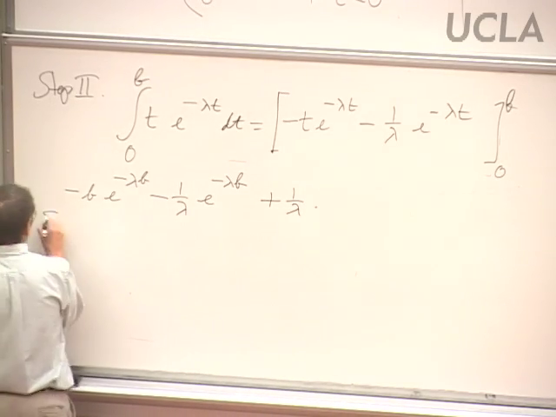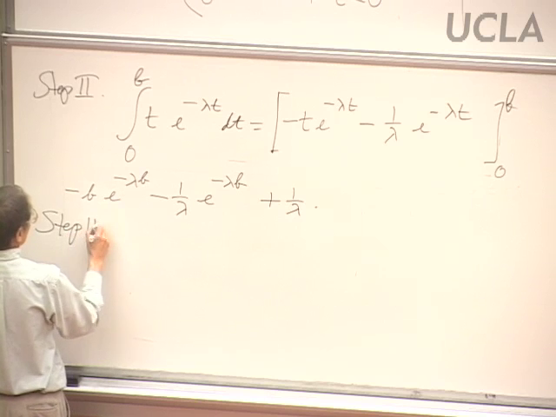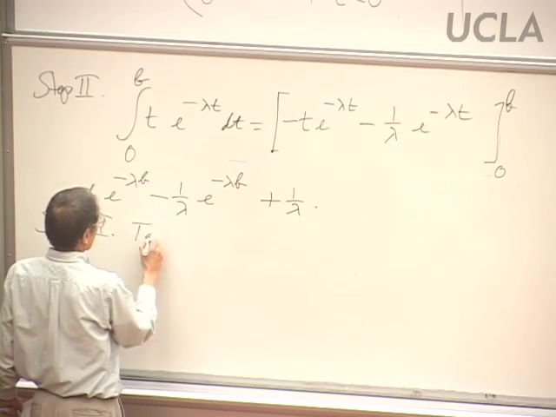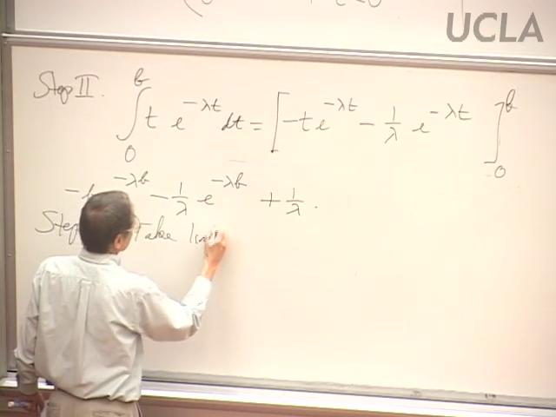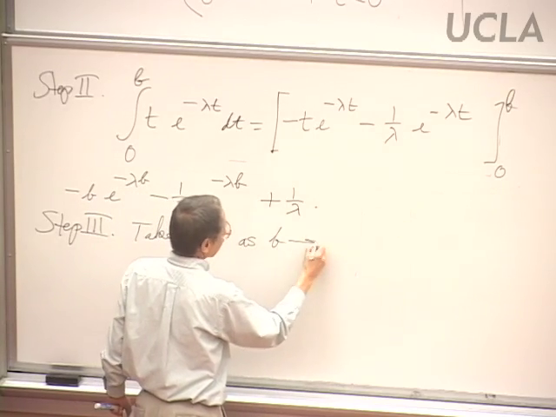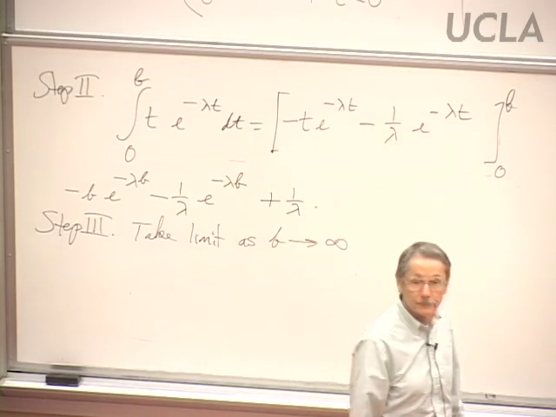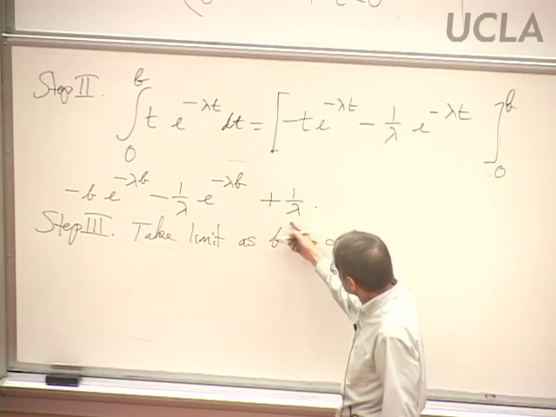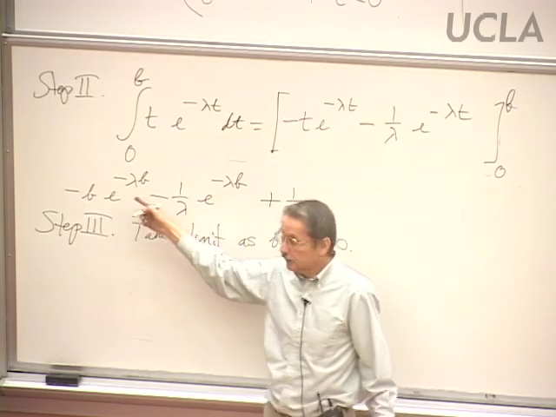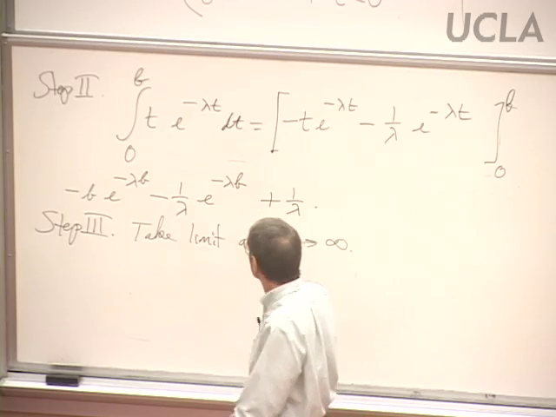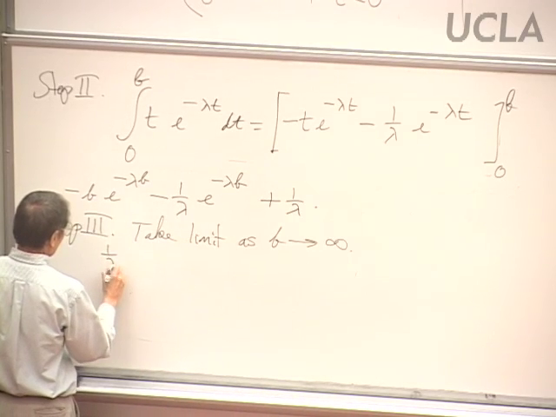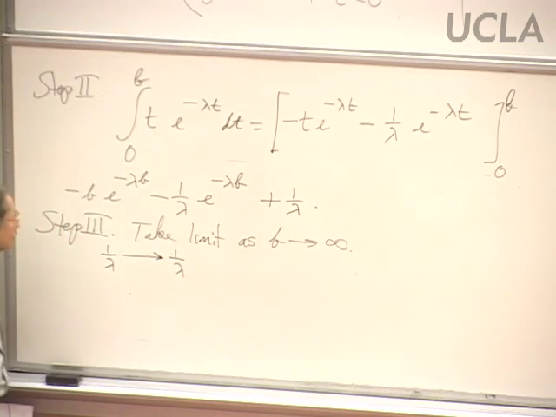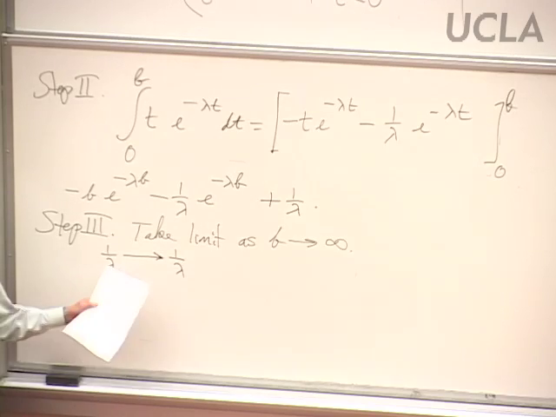Step 3. We want the improper integral, 0 to infinity. So we need to take the limit as b goes off to infinity to get the integral that we're after. Well, as b goes off to infinity, we'll look at each of these three terms here. 1 over lambda is a constant. It doesn't depend on b. So its limit is itself.